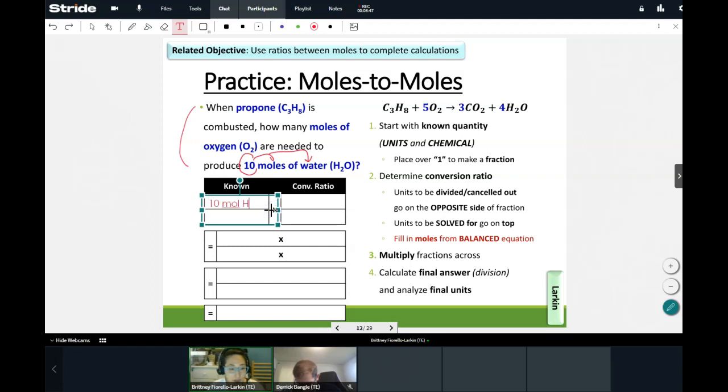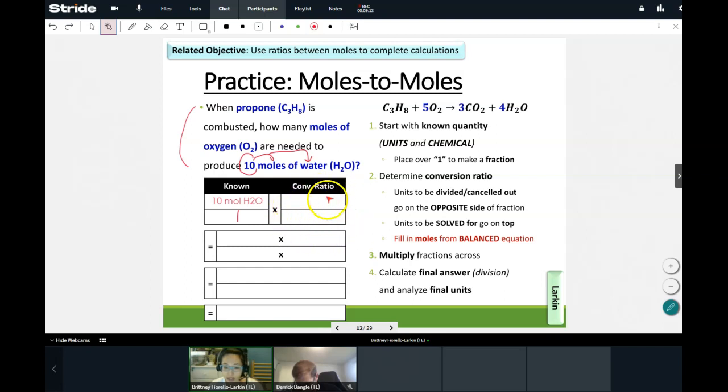So 10 mole H2O. And I want to turn this into a fraction. So what number can I put it over to keep it the same, but in fraction form? Anything divided by what will still be itself? Yeah, just divide it by 1. Now it looks like a fraction, but it's still itself. Great. Now in the next step, I want to get rid of these units, moles of H2O. They're on top right now. To get rid of them on the next step, they need to go on the opposite side.